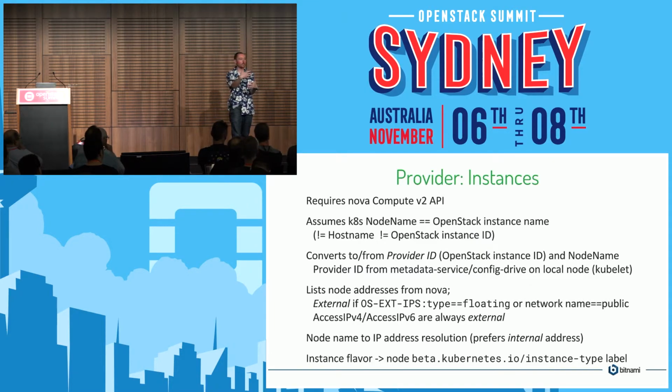So we build a list of the addresses that we found, we sort them by internal and external, and in this case we bring back the first, an arbitrary choice, of internal address. That's how we do the name to address lookup. If there's no internal addresses, we pick an external address. This includes IPv6 addresses on OpenStack.